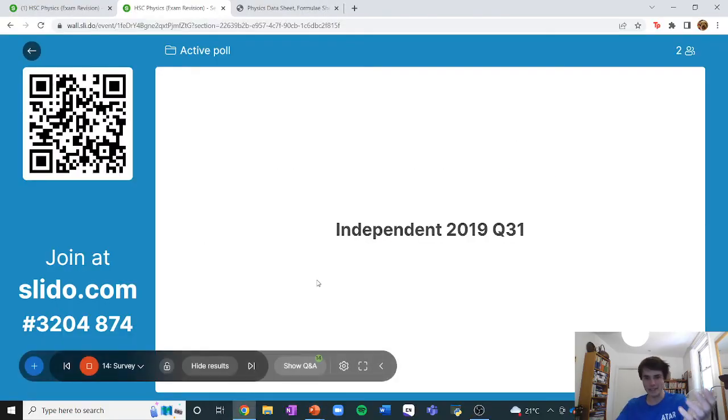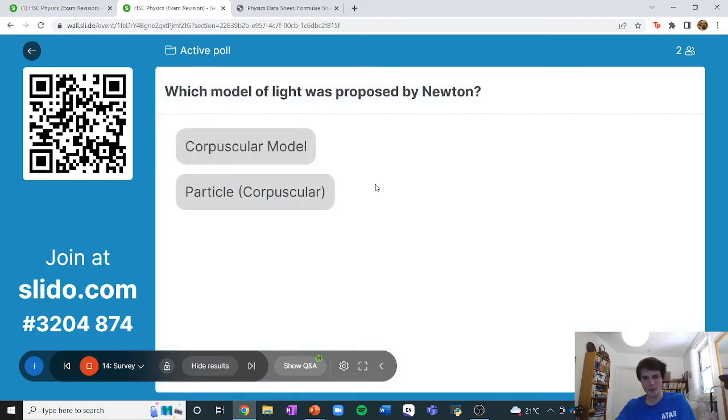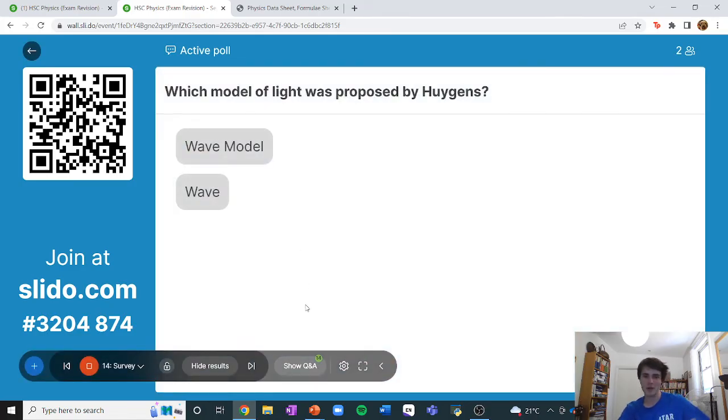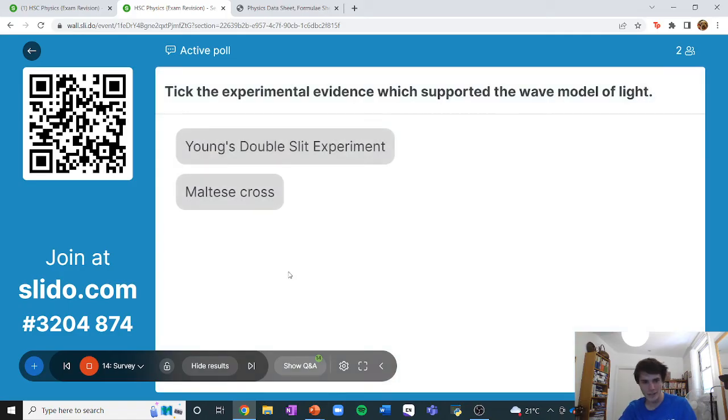So hopefully, let's take a look. I see only 2 people have worked through the poll here, but there we go. So we can see that the model of light proposed by Newton was the corpuscular model. The model of light proposed by Huygens was the wave model. Very nice. Tick all the experimental evidence that supported the wave model of light.